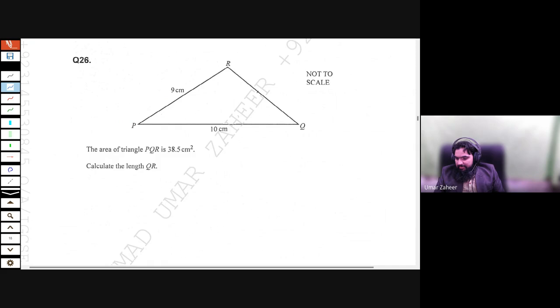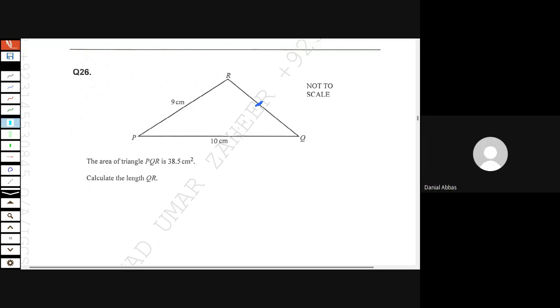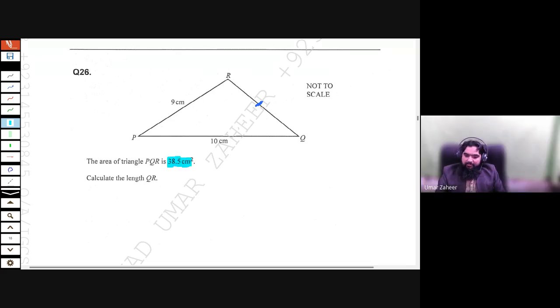All right, now we have the next one. The area of the triangle is given. We have to calculate the length of QR. We have to find this length. Does anyone have an idea how we can solve it? Obviously, we don't have any direct way to find RQ. So we will use the formula of area of the triangle. But with the help of the area of the triangle, what do we have to find?